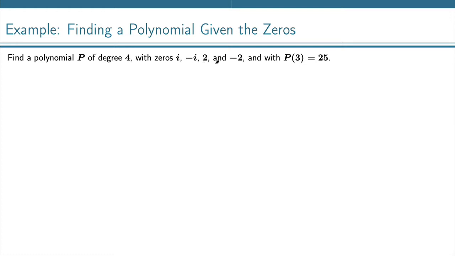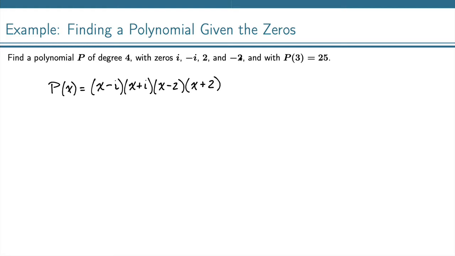If we know the zeros of a polynomial, that means we know the factors. Since i is a zero, we have x minus i as a factor. Since negative i is a zero, we have x plus i as a factor. 2 gives us x minus 2, and negative 2 gives us x plus 2. So this is a factored form of a polynomial with these zeros.